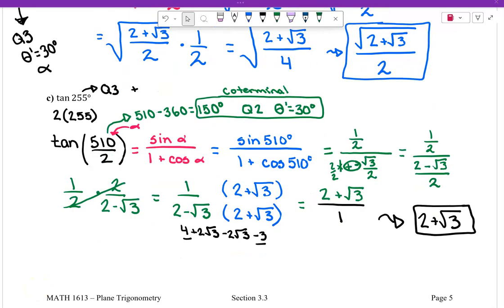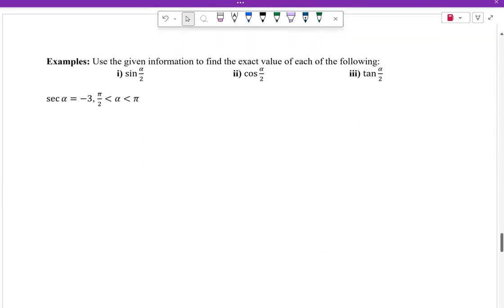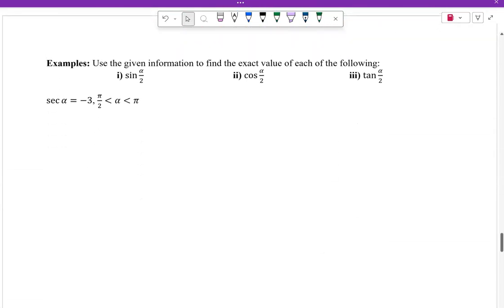Okay, and please know that you're more than welcome to check these with your calculator, and you can see if you get them right. Okay, let's go to the next page. Okay, so again, we're given certain information and we have to find the exact value. So again, let's draw this.